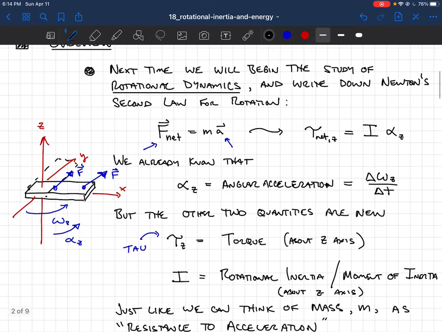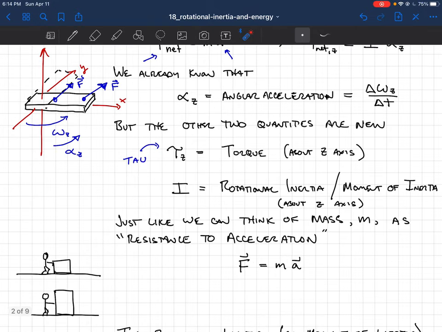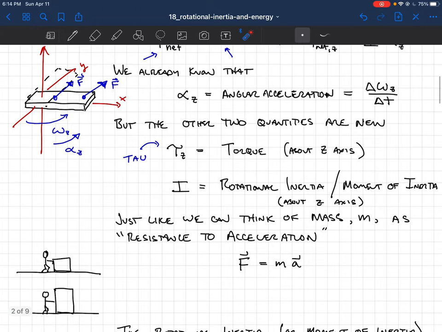So what does I mean? What does this quantity mean? You can sort of understand it if you think about what the M in Newton's second law means. I mean, we think about M as sort of the mass of the particle, as sort of the amount of matter in the object or in the particle. But in Newton's second law, it serves a very precise role, which we could call the resistance to the acceleration. So what do I mean by that?